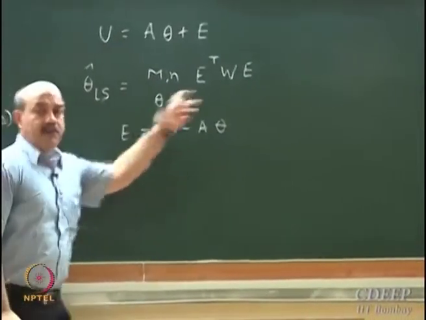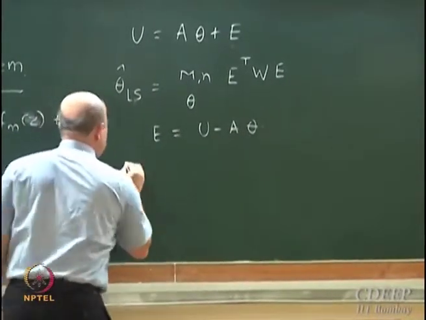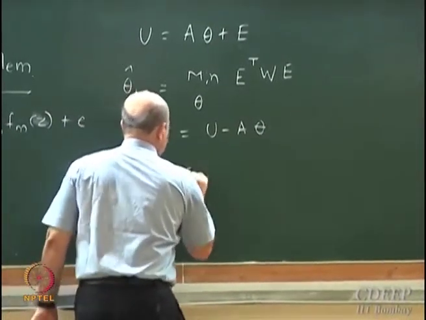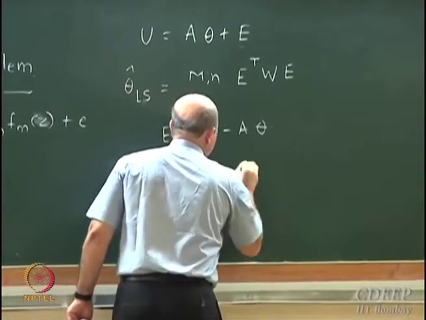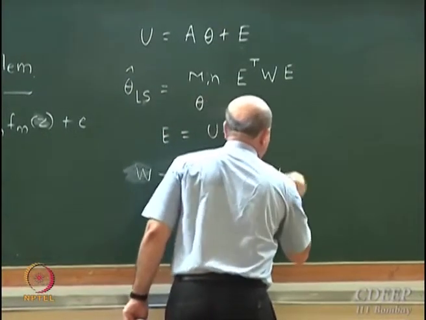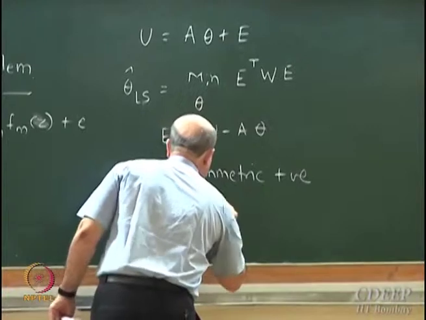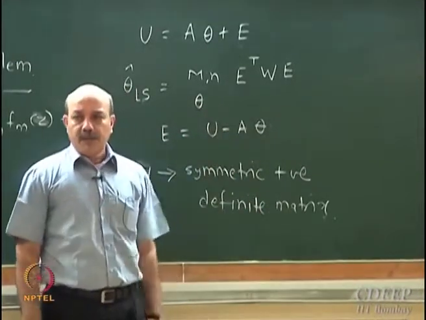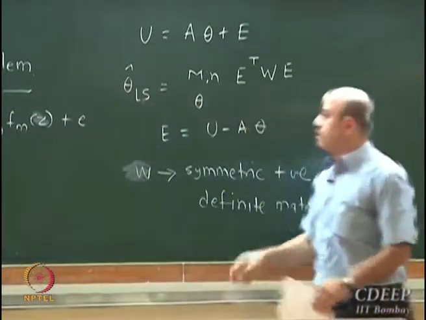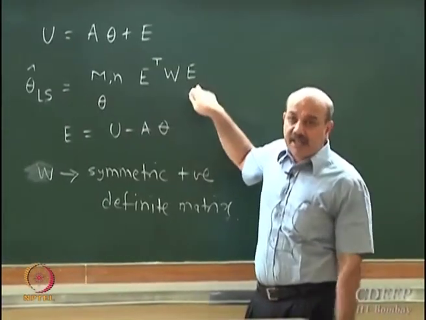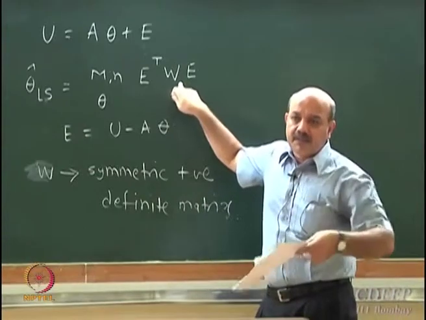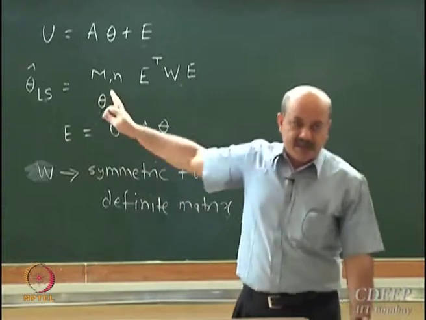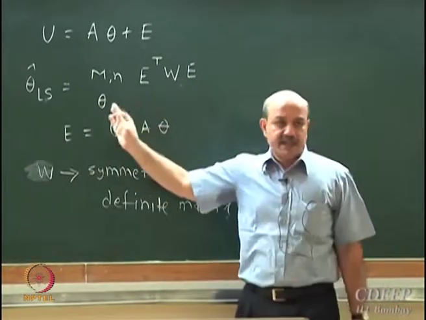I want to solve this problem where W is a symmetric positive definite matrix. In general, you can solve a problem like this. Earlier we had looked at a special case of this, that is E transpose E, where W was identity matrix. Identity matrix is a symmetric positive definite matrix. This is a special case which we have looked at earlier. I am just generalizing this.